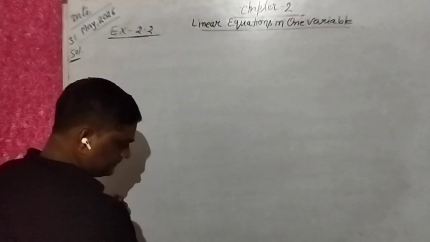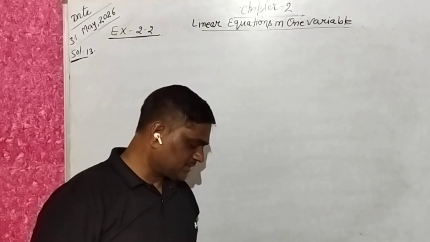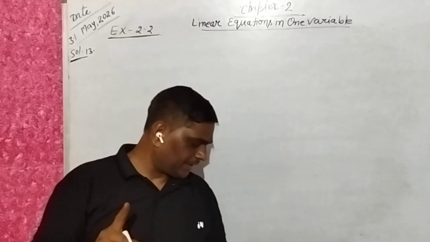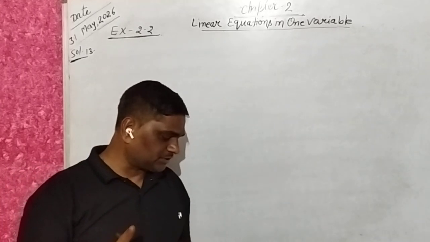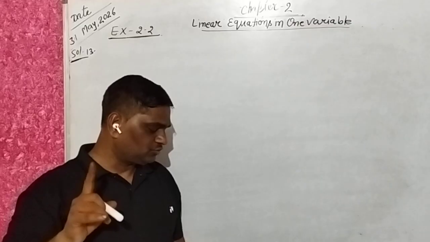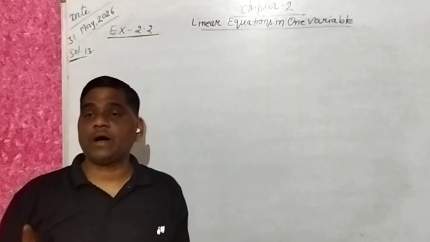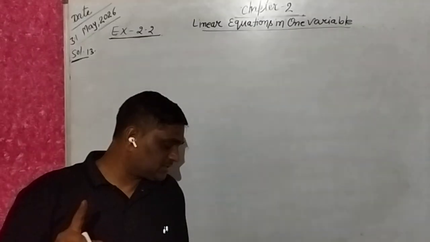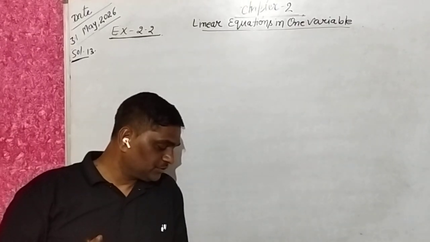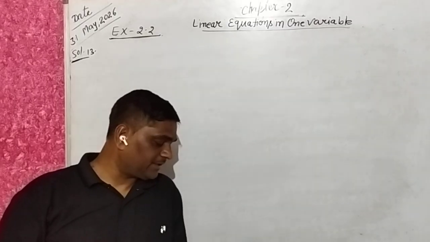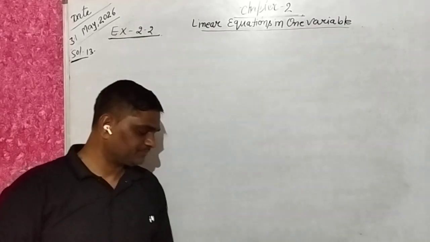Question number 13. A rational number such that when you multiply it by 5 upon 2 and add 2 upon 3 to the product, you get minus 7 upon 12. What is the number?